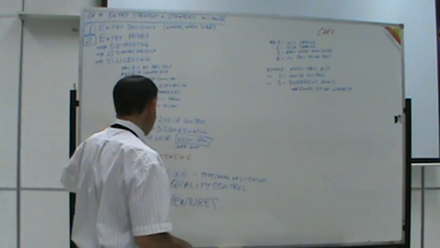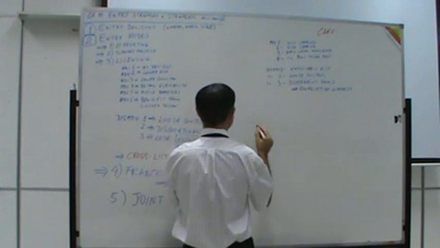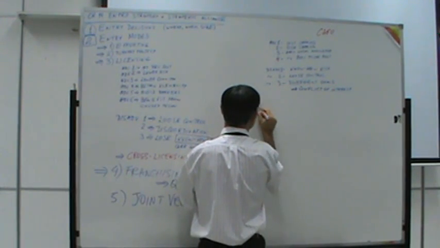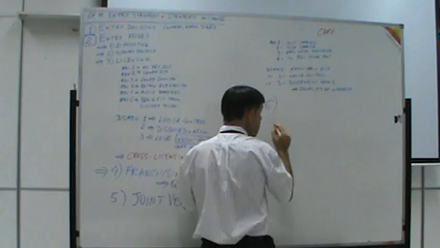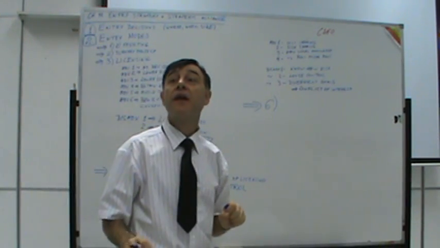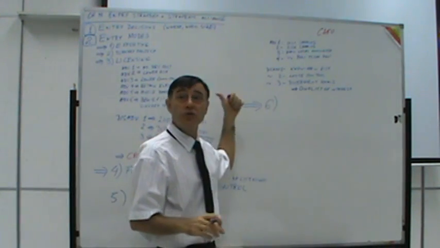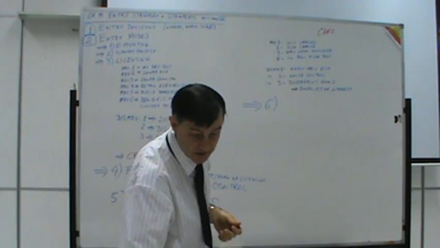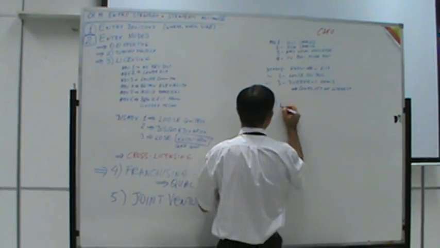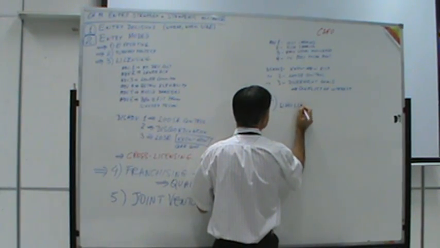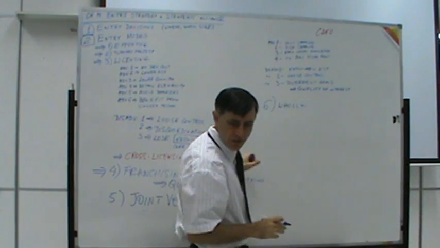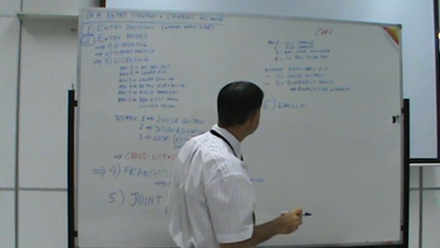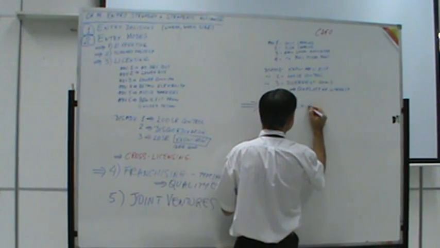Okay, and now we move to number 6, which is avoiding most of these disadvantages but introducing new disadvantages. Wholly owned. Wholly owned.